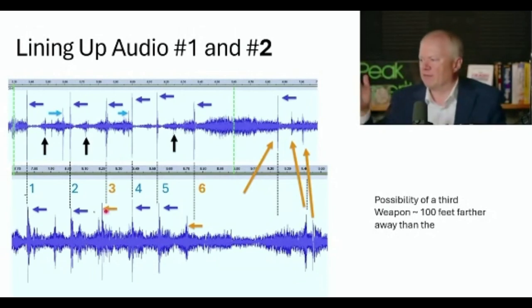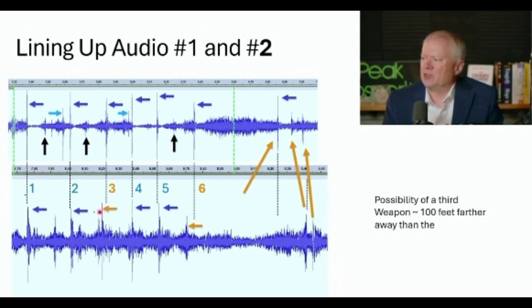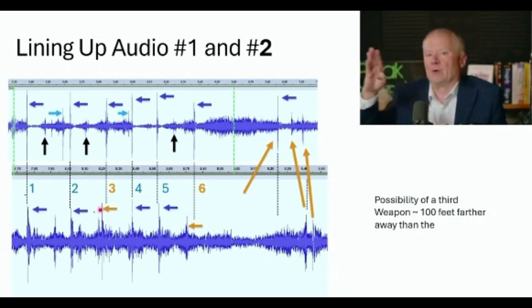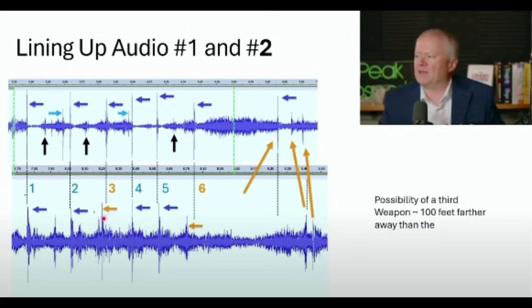Shot 3, though, remember this is 1, 2, 3, 4, 5, 6, this one doesn't line up. This shot happens about 0.03 seconds earlier. There's no alignment. It should be right under this peak, but it's not, which means it took 0.03 seconds longer for that bullet to get downstream to the microphone in front of the Trump platform there. What does that mean?